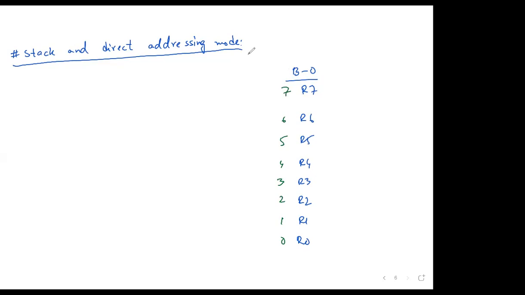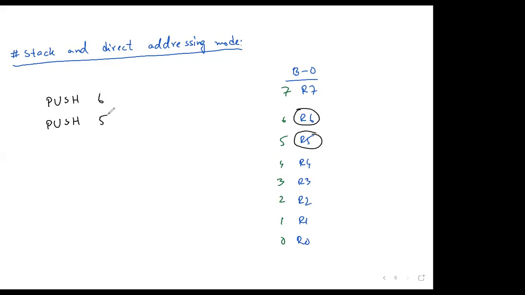Now I'm asking you, write a code that will store the values of R6 and R5 onto the stack. What will you write? Push 6, push 5. Push 6 and then you wrote push 5.